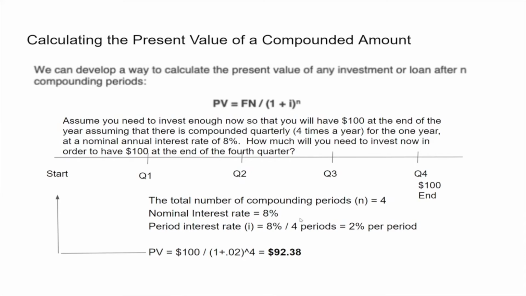We put that in the formula. So the present value is 100 divided by 1 plus the 2%, which is i, which is 0.02, to the power of the total number of compounds, to the power of 4. And this then comes to $92.36.